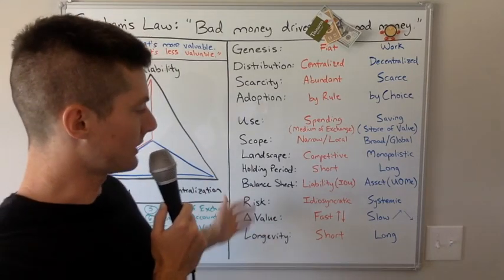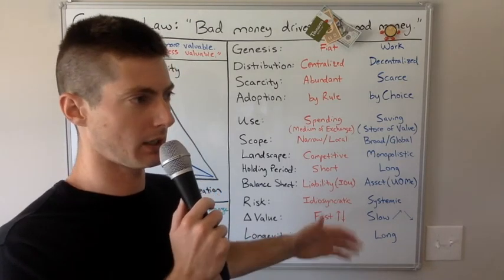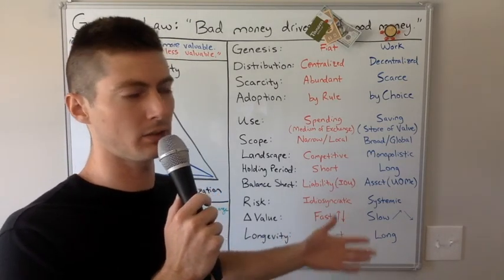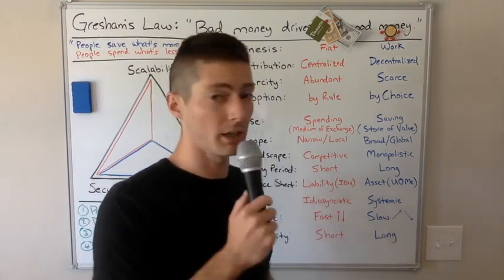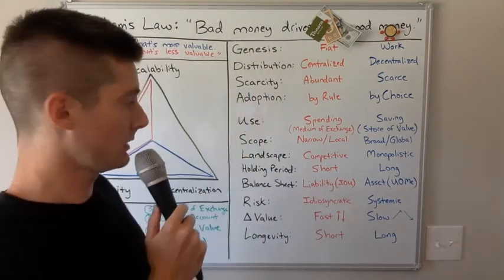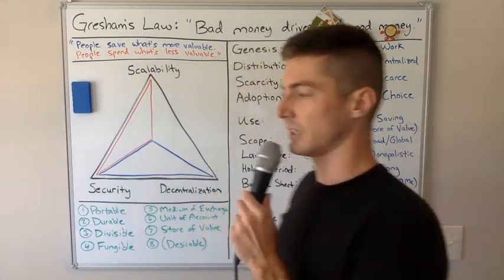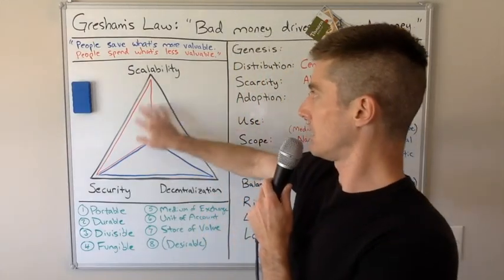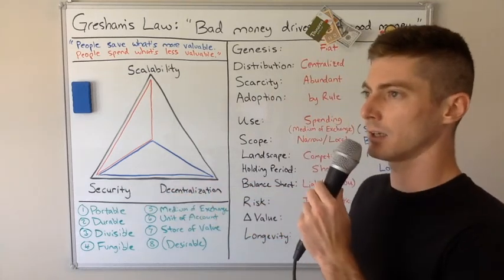Longevity. How long do these things last? Well, currencies have a very short lifespan. They're born, they die. Companies. Let's start a company. Two years later, boom, out of business. Unlike money, which lasts a very long time. So that's the list. General distinction between the two. Again, currencies over here, very scalable, very secure, and money's secure and decentralized.